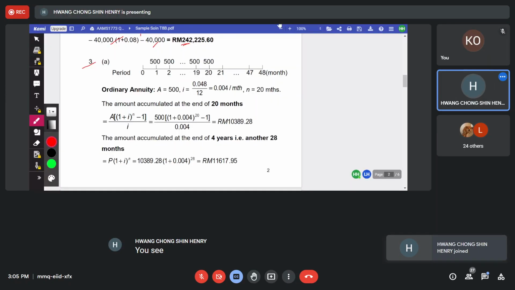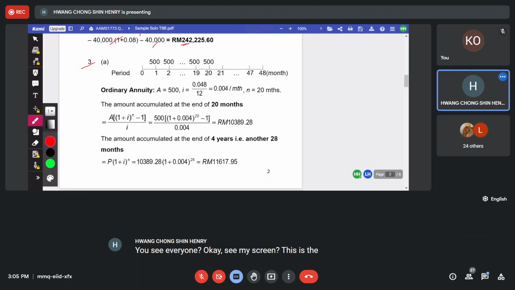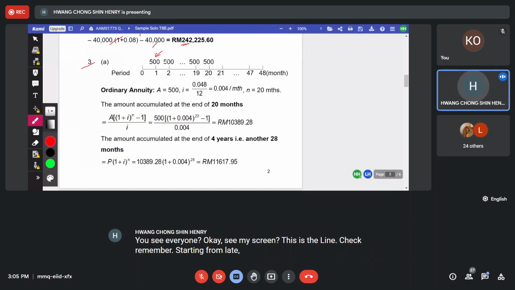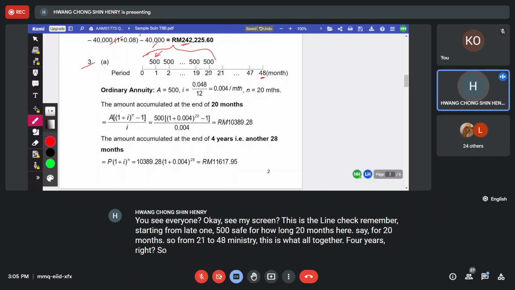You see, everyone? Can see my screen? This is the line chart, remember? Starting from late 1, 500, save for how long? 20 months here. So from 21 to 48 months, this is altogether 4 years, right? So we know that this is 28 months, no more 500 saved. So how much money you get?